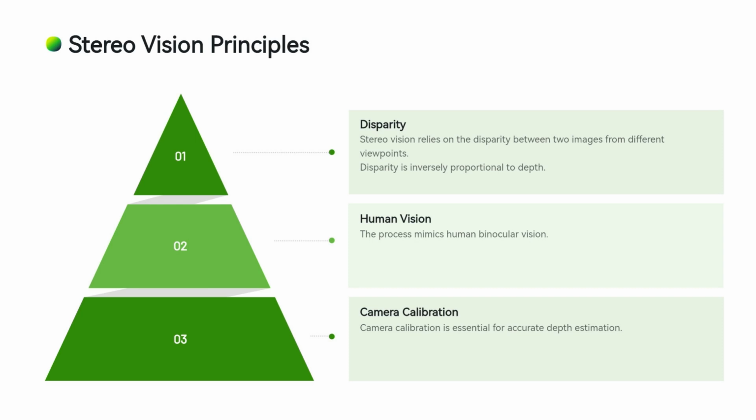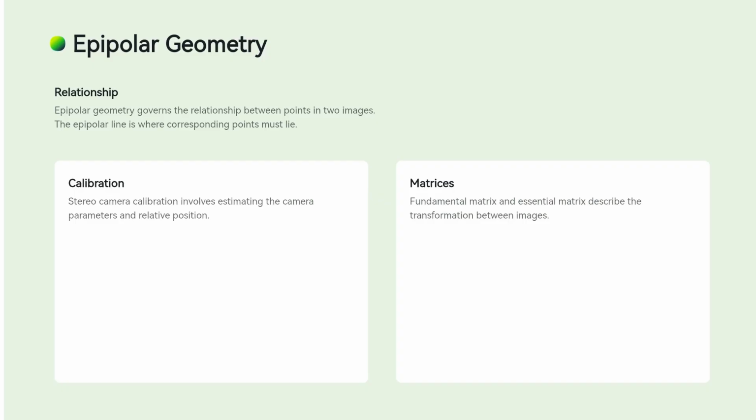To perform this calculation accurately, camera calibration is crucial. The cameras need to be calibrated to ensure that their relative positions and orientations are known. This allows for an accurate measurement of disparity and depth, enabling 3D reconstruction from stereo image pairs. At the heart of stereo vision lies epipolar geometry, which describes the geometric relationship between points in two images. When we know the position of a point in one image, its corresponding point in the other image must lie on a specific line, known as the epipolar line. This reduces the search space for matching points and simplifies the problem of finding corresponding points between the two images.